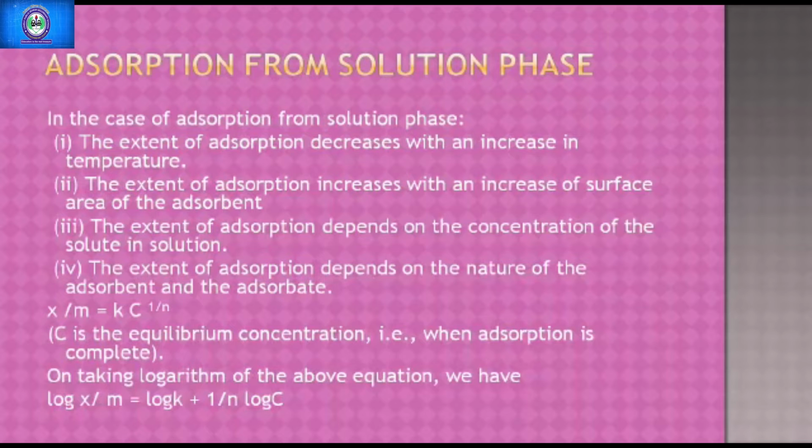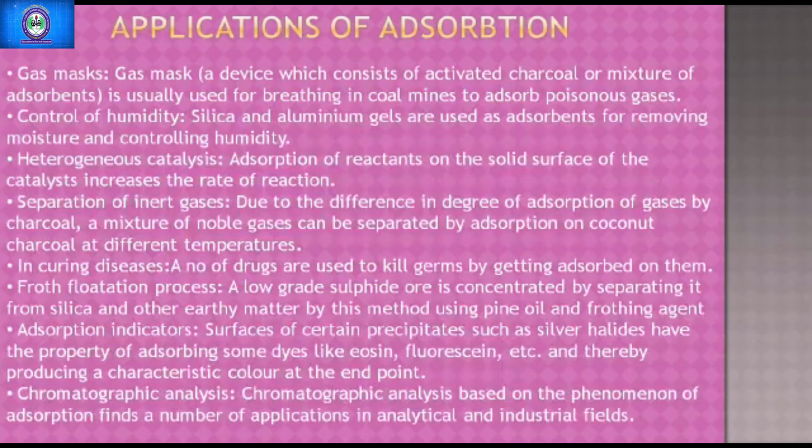So the expression can be written as x by m is equal to k c raised to the power 1 by n. What is c here? C is the equilibrium concentration. And in the same way, if we take the log on both sides of the equation, we get the expression log x by m is equal to log k plus 1 by n log c.